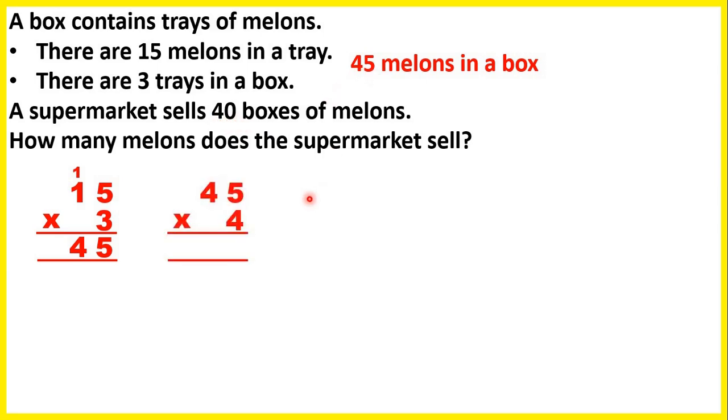The way I would do that is first multiply 45 by 4, and then to multiply by 40, we can just put a 0 on the end. So because 45 times 4 is 180, 45 times 40 will be 1,800. So that's the number of melons that the supermarket sells.